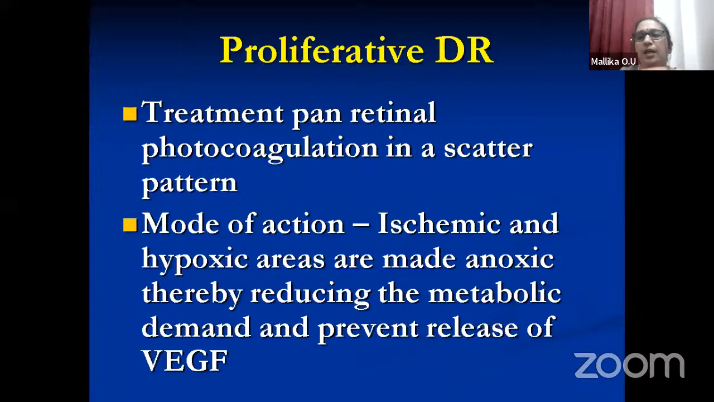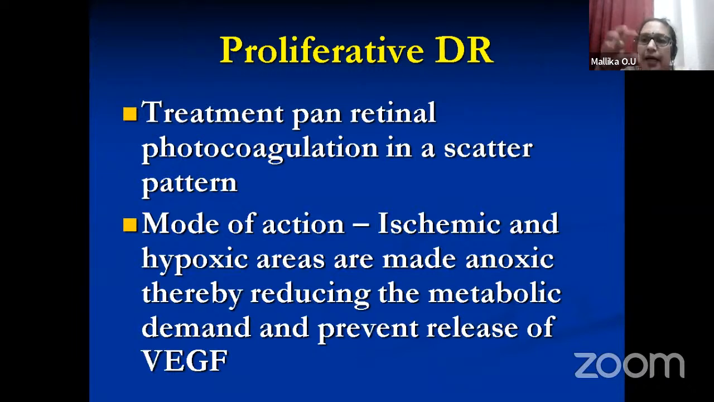The mode of action: what is the laser doing to our retina? By applying laser burns, we apply beyond the major superior and inferior temporal veins. So in that part we are coagulating the retina. The ischemic areas are hypoxic. I told you the hypoxic and ischemic areas produce vascular endothelial growth factor. So ischemic and hypoxic areas are made anoxic by coagulating the retina.